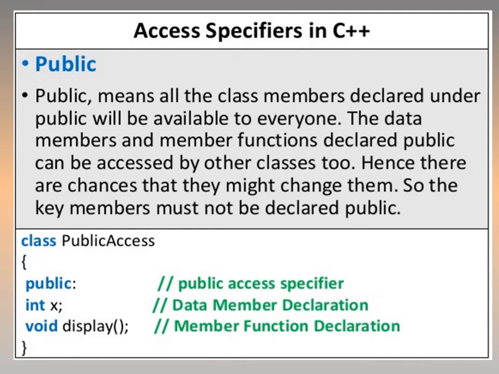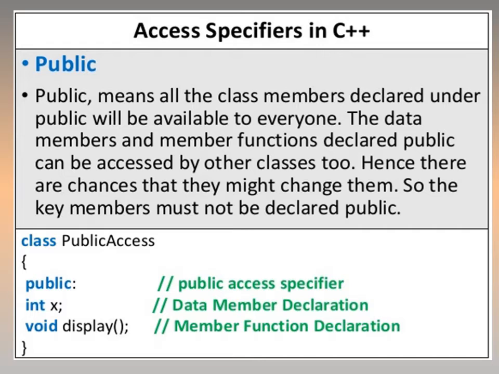Now we discuss the public access specifier in detail. Public means all the class members declared under public will be available to everyone, meaning any other class outside of that same class. The data members and member functions declared public can be accessed by other classes too. Hence, there are chances that they might change them. So this is a disadvantage. If any other class can access that, they can change the data. So the key members must not be declared public.